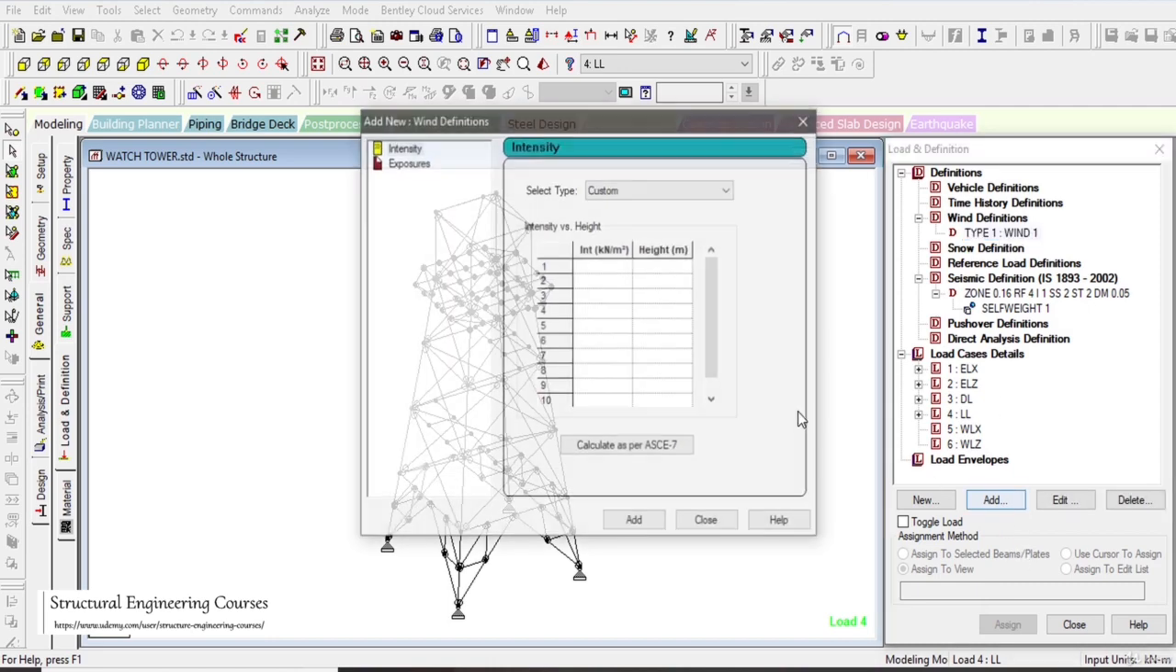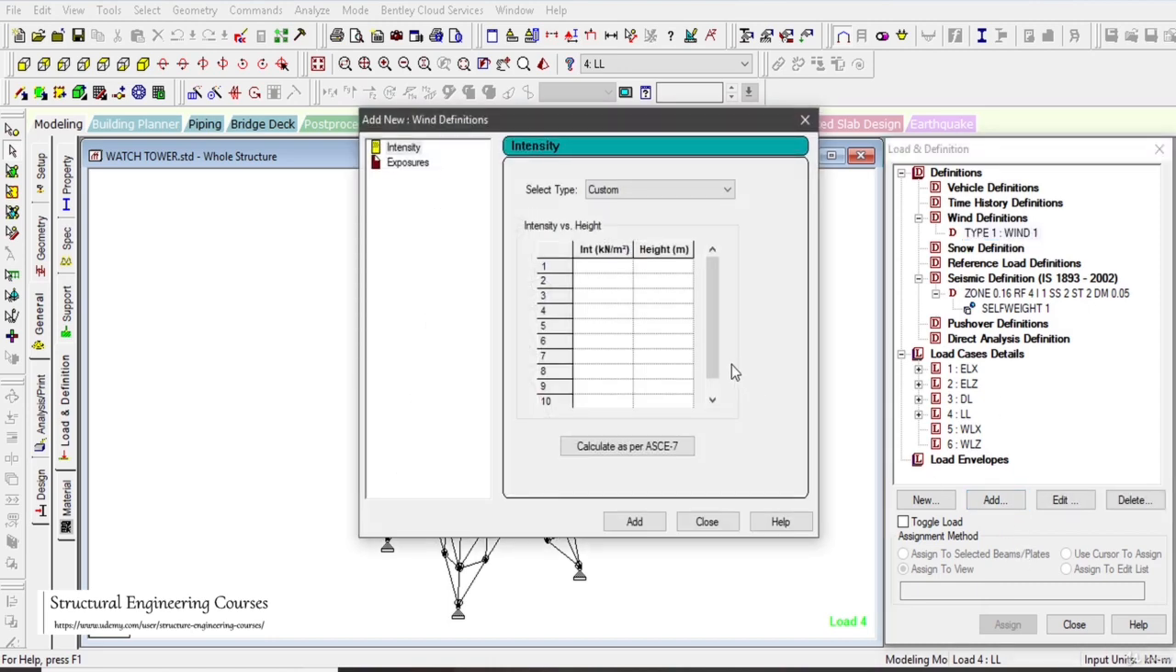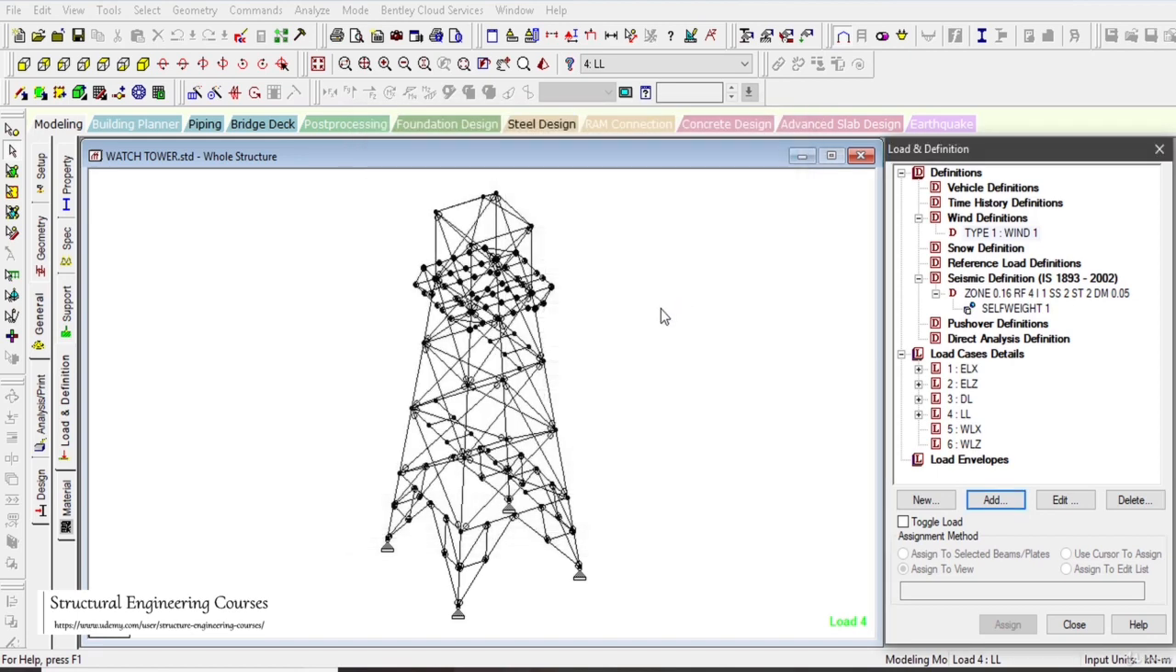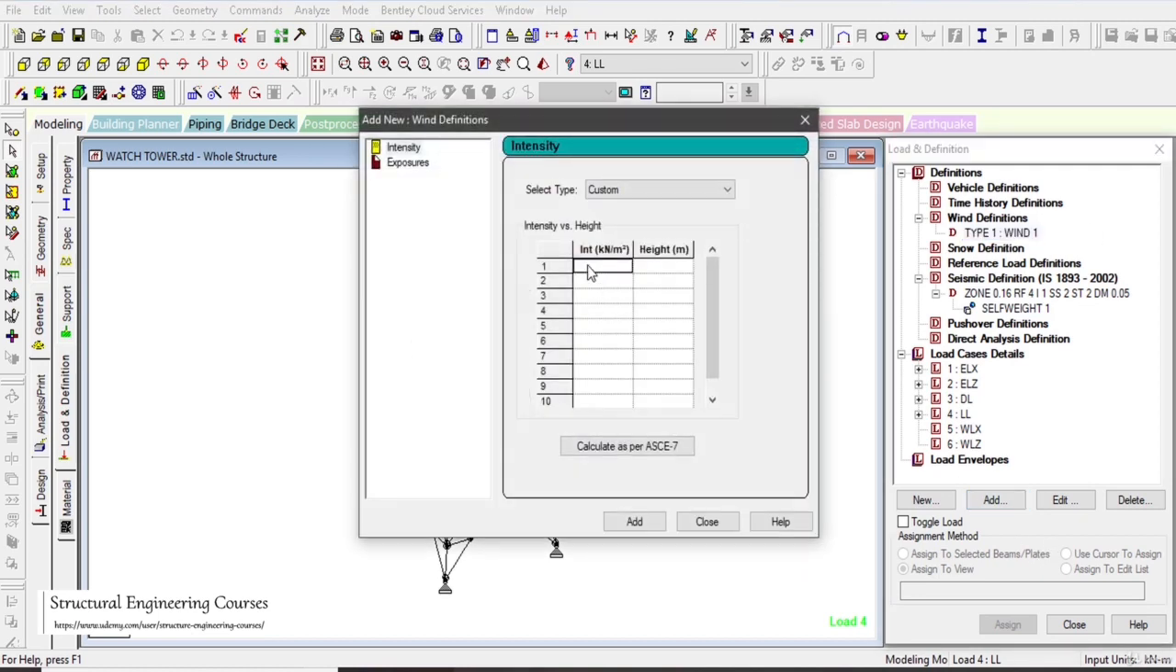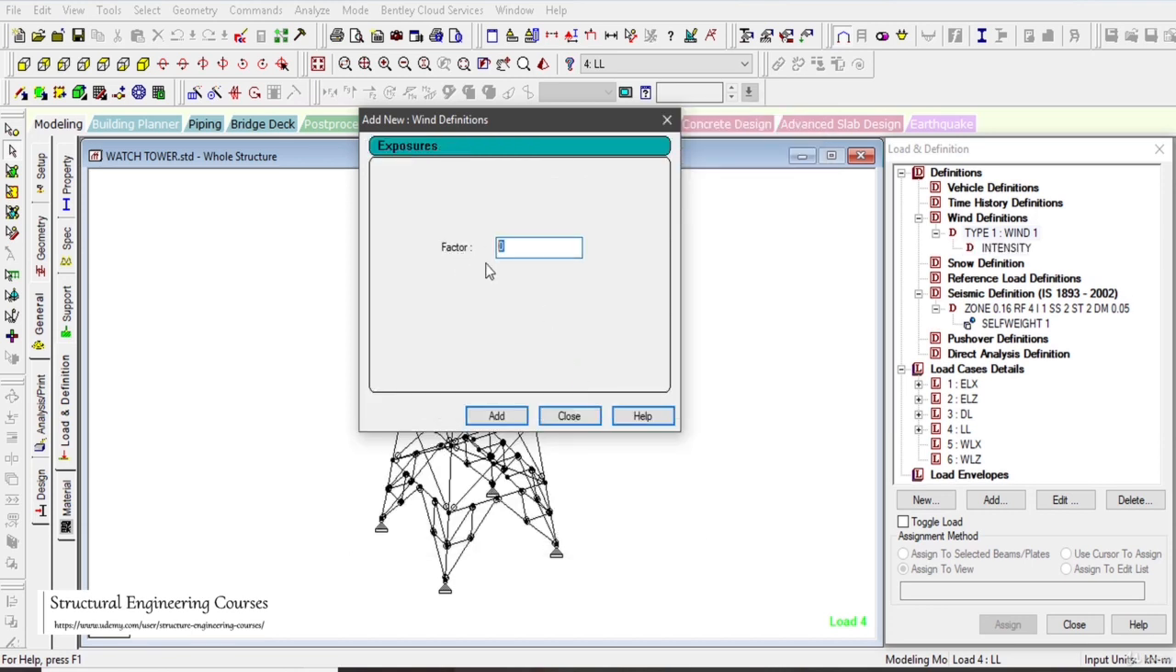So wind, let us suppose the vendor says that, because this is a typical arrangement, the vendors of these types of structures do not go to the designer again and again saying they want to design this tower for, let us say, an area where the wind velocity is 50 meter per second, or 40 meter per second. They generalize it. That is, a particular tower can bear the wind force of, let us say, 1.5 kN per meter square. So we can left click here, and then we can enter 1.5 kN per meter square up to the height of 20. So left click on add here, and then one here.